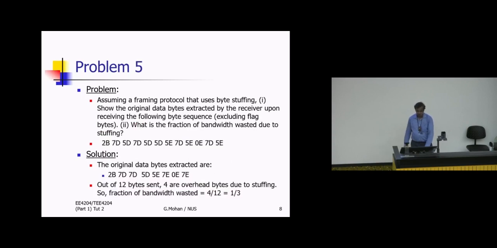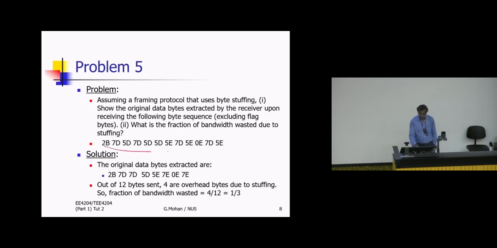Problem number 5. Assuming a framing protocol that uses byte stuffing, show the original data bytes extracted by the receiver upon receiving the following byte sequence, excluding flag bytes. The flag bytes are not shown here. What is the fraction of bandwidth wasted due to stuffing?